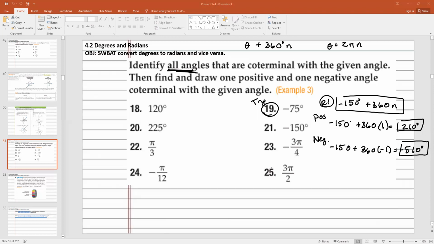All right, so I'll do 25. Why don't you do 22? Or did you want to do 23? Yeah, why don't you try 23? It's good practice. It's another negative. I'm sorry. All right.